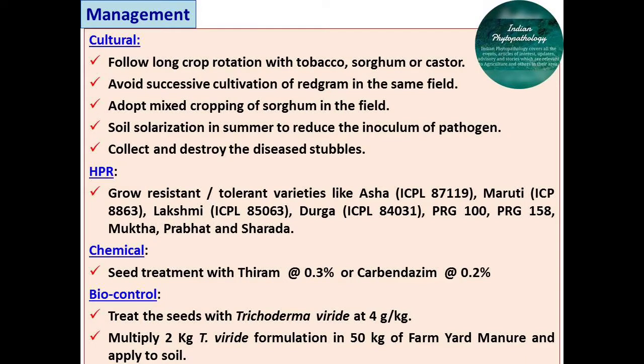For application of this Trichoderma, we can apply it in two ways. First is by seed treatment at the rate of 4 gram per kg, and second is multiplying 2 kg of Trichoderma formulation in 50 kg of farmyard manure, and such mixed farmyard manure should be applied to the soil so that the population of Trichoderma spores is maintained and the fungal biological control agent will control the infective mycelium of Fusarium oxysporum.